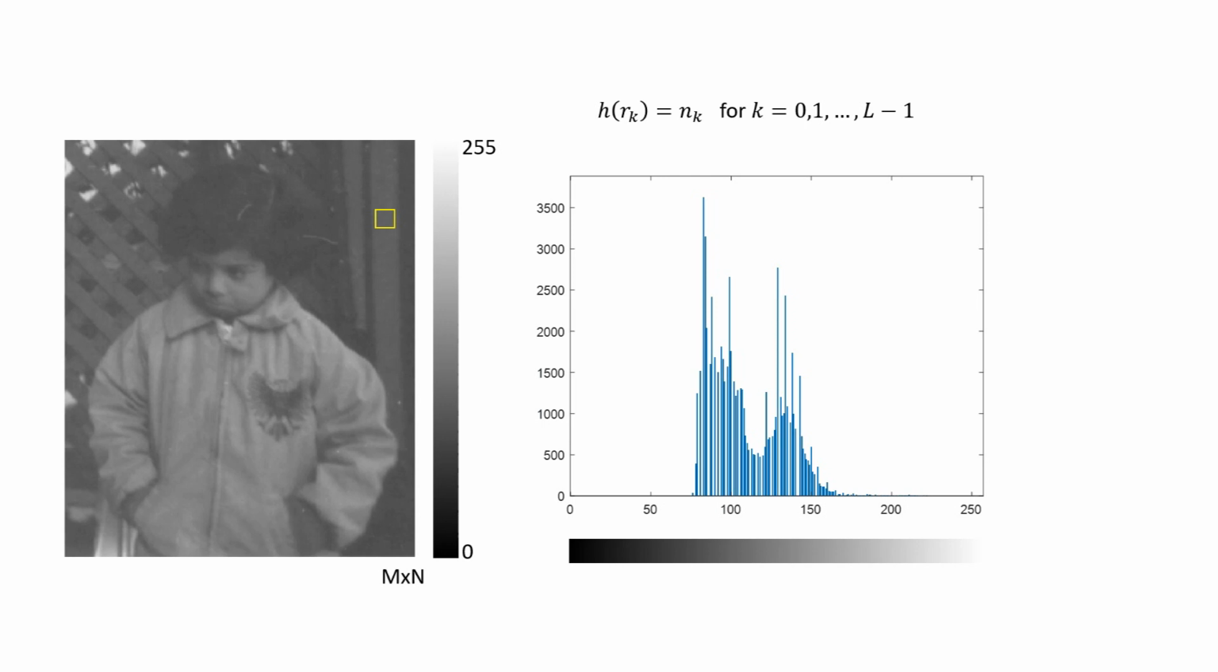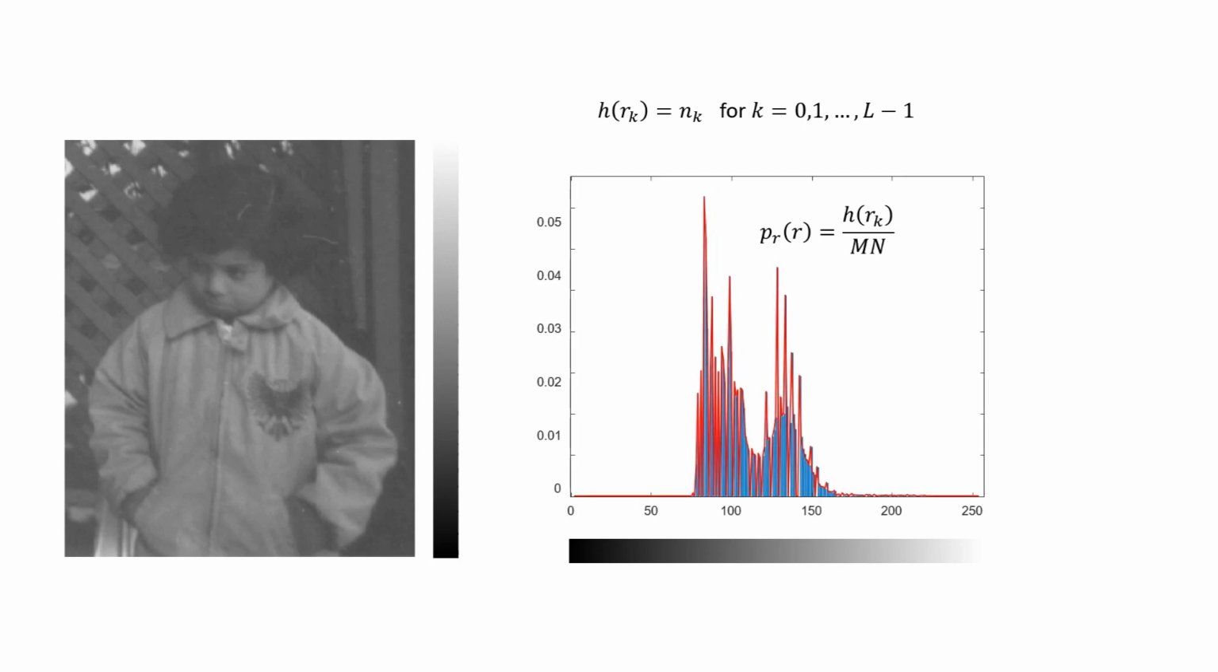Notice how for this particular range there are a good number of pixels in the image, but nevertheless we don't have blacks, which correspond to values close to 0, or whites, which correspond to 255. If we normalize the histogram, we obtain an approximation of the probability density function associated with the original image, which we're going to denote P of r_k.